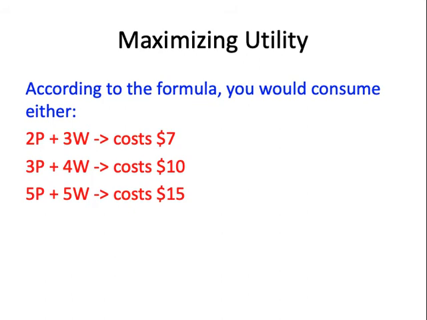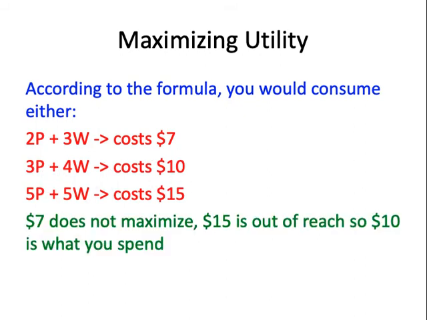Assuming I'm not going to save my money, assuming I'm going to spend all $10, $7 will get me maximization of utility if I only had $7. So that's not an option because I still have money left over. 5 pizzas, 5 wings costs me $15. Therefore, I can't buy it. I don't have the resources to do so. And therefore, to maximize utility, I'll buy 3 pizzas and 4 wings, which cost me $10.